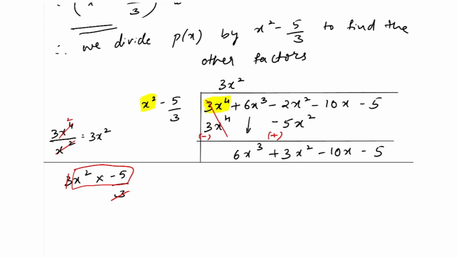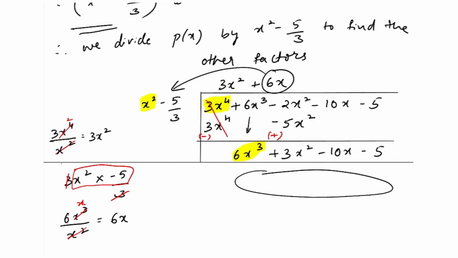Now next. So here we'll consider the first term of our p of x and the first term of our g of x and we'll divide. That is 6x cube divided by x square. So here x square and x square will get cancelled. We are just left with x, and here we'll be getting 6 into x. So this 6x we'll write here. We got plus 6x, so we'll write plus 6x here and this plus 6x will multiply with our g of x and we'll write it here.